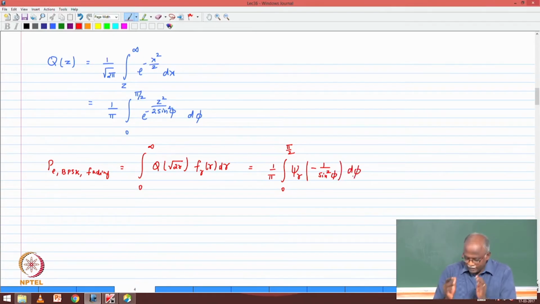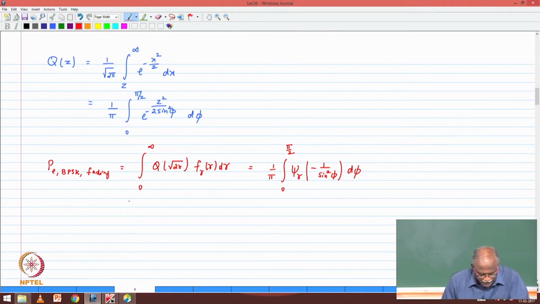Okay. Moment generating function we assume is known, that can easily be programmed. So you basically feed in different values of phi, compute the argument minus 1 by sine squared phi, compute the moment generating function, and then perform the numerical integration. So the integrand is well defined, the integral is well defined, so therefore it's easy for us to work with.